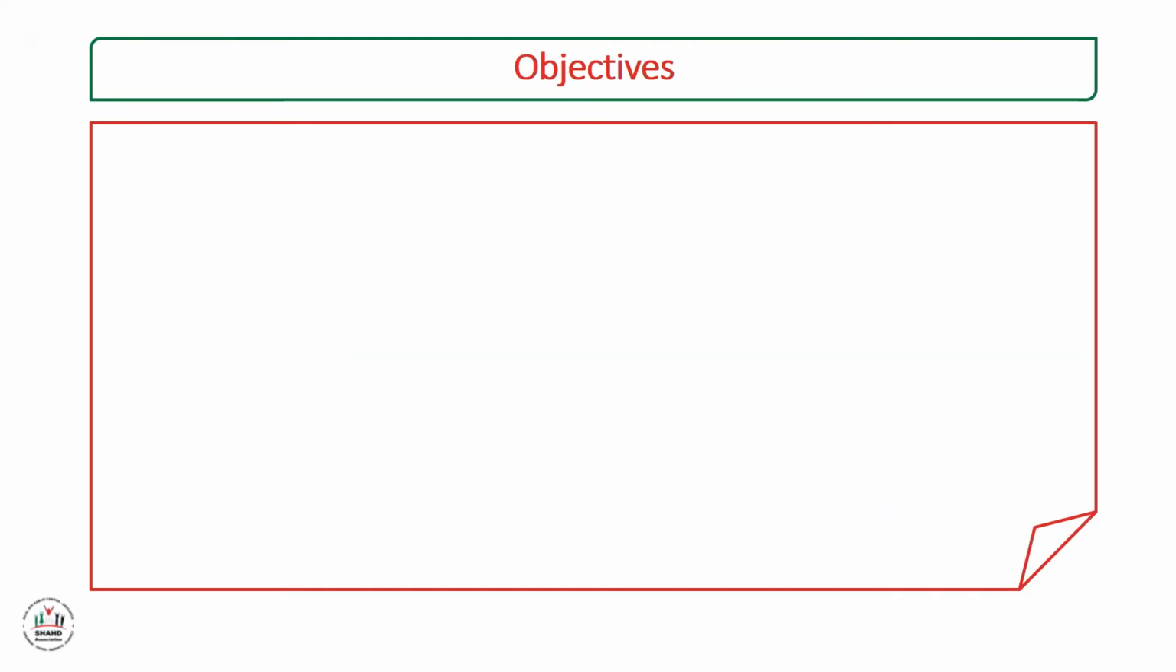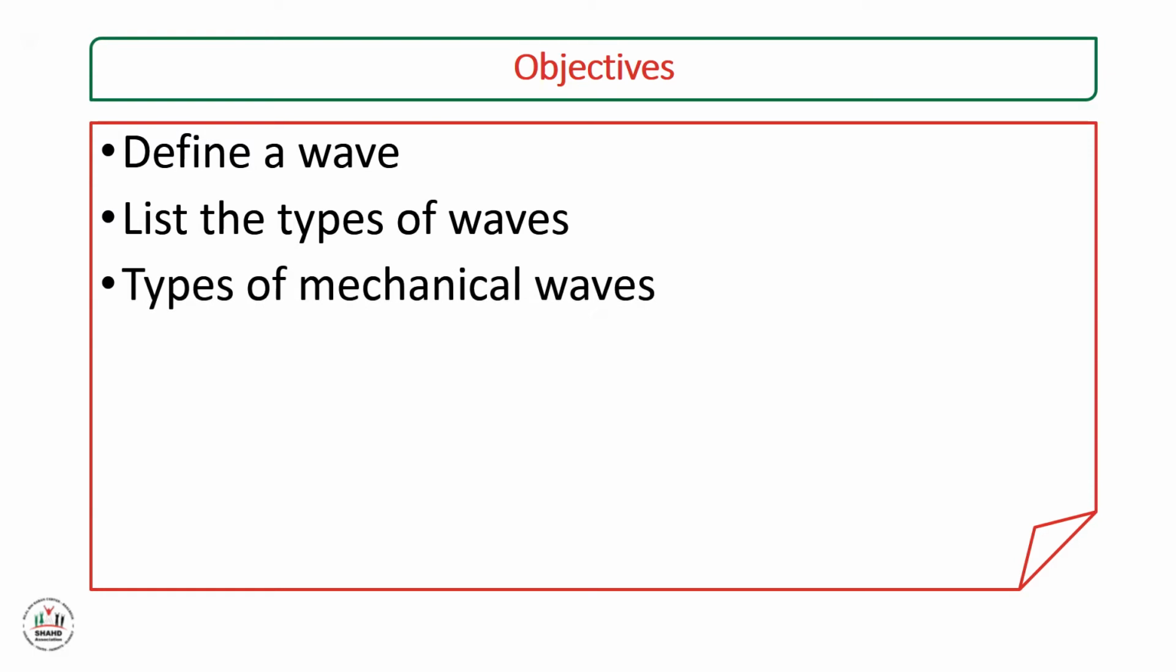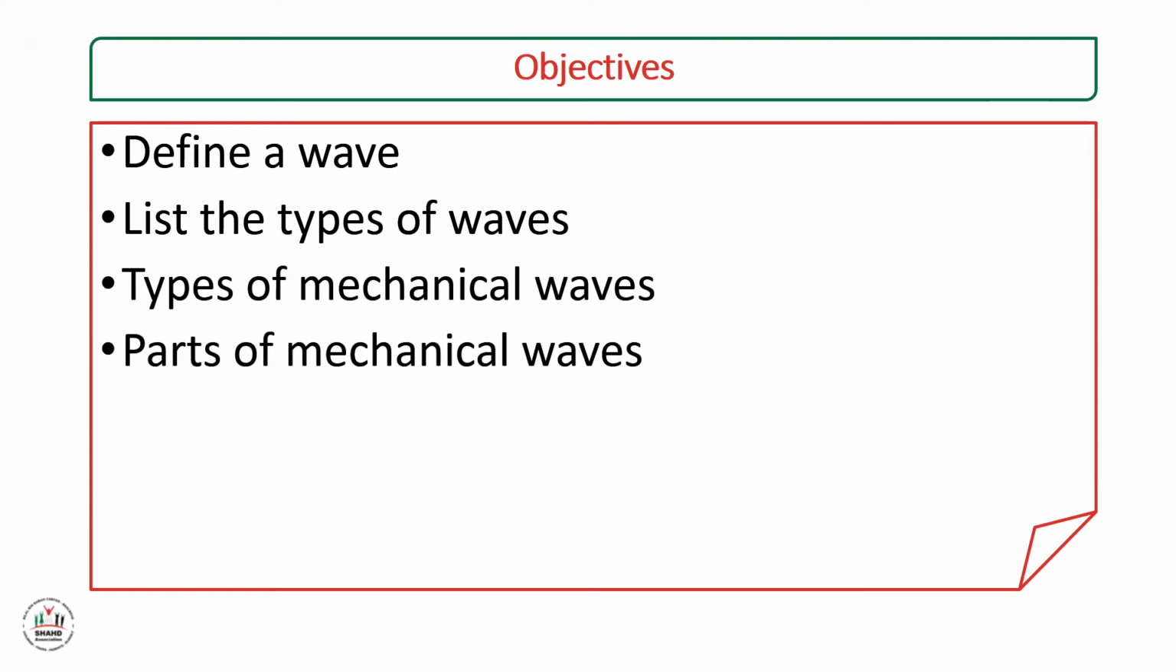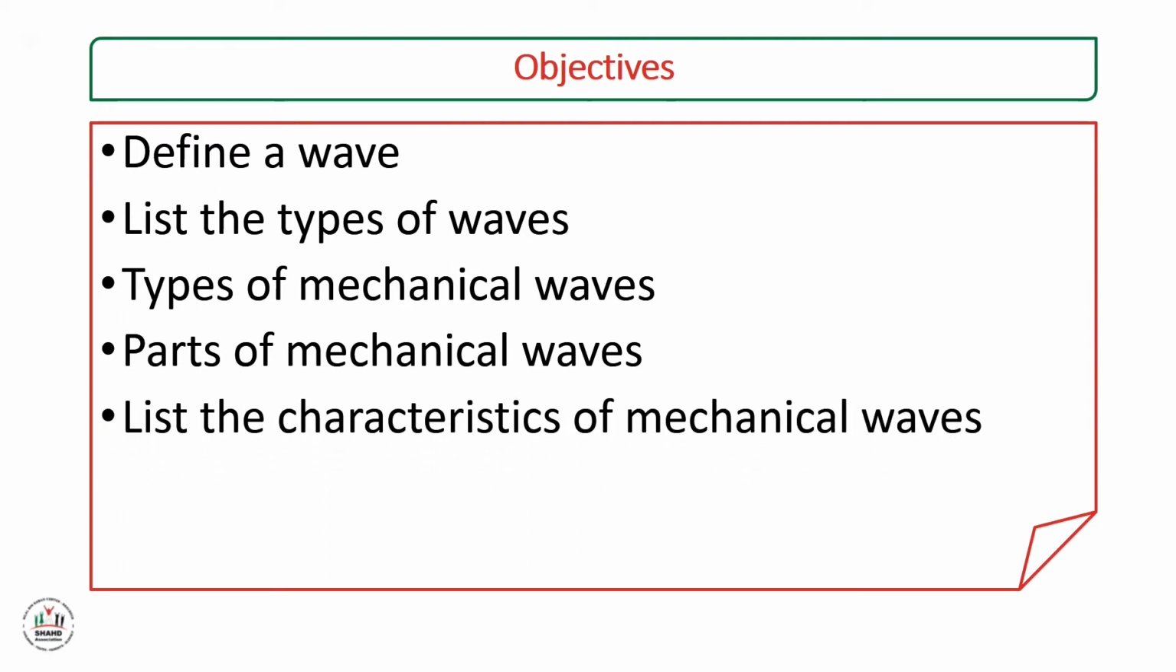Today, we have 5 objectives. We will define a wave. We will list the types of waves. We will list the types of mechanical waves. Also, we will list the parts of a mechanical wave. And finally, we will list the characteristics of mechanical waves.